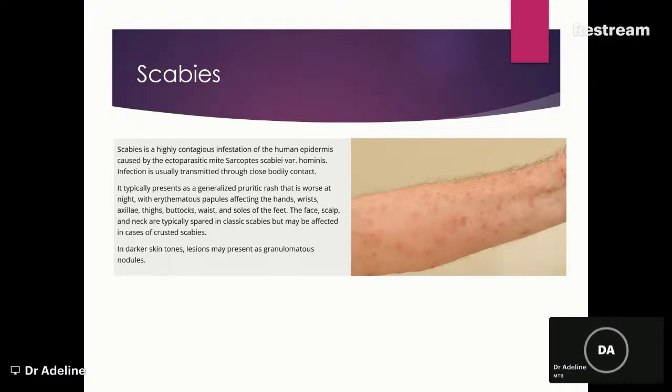If the patient has a darker skin tone, this may present as granulomatous nodules. In this case, you can also ask about a similar history in the family or someone in school, because since this is highly contagious, even when we treat scabies, we usually treat the family as a whole.